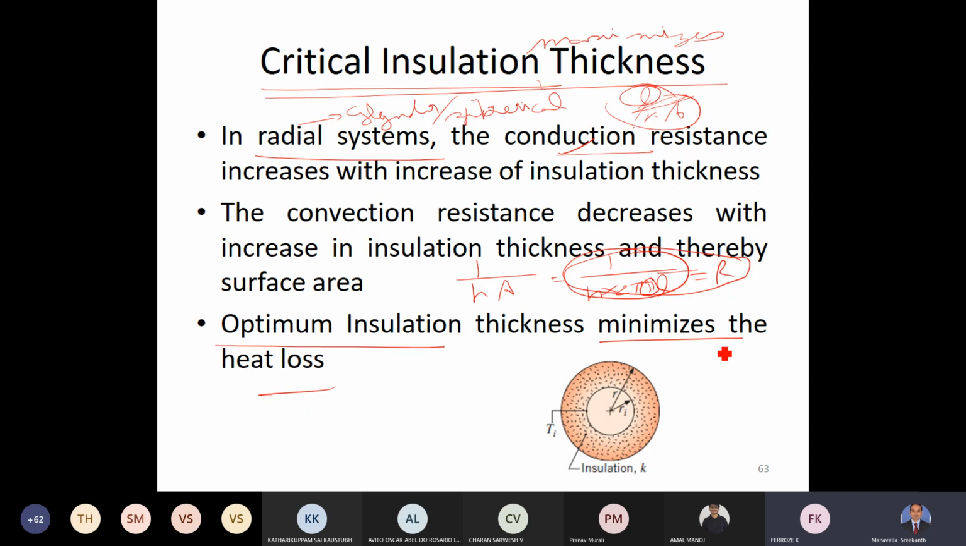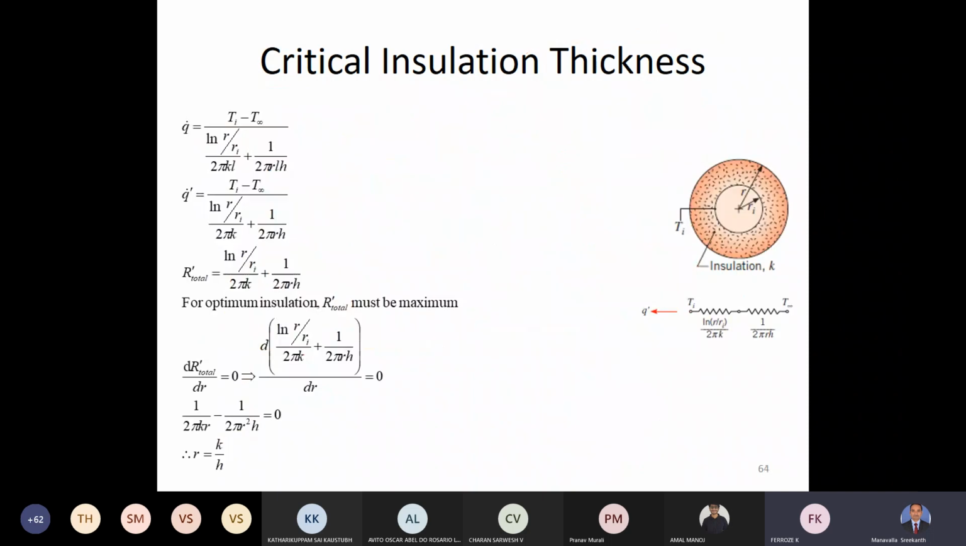So you see here, there is a figure given here. In this figure, let us say this is the hot object, and this is the insulation over this hot object, hot rod. Over that there is this insulation thickness. So as this radius R of the insulation increases, the conduction resistance is increasing, but the convection resistance is decreasing. This is represented pictorially later on. I'll show you that slide. So as of now, let us see how we can treat this with the concepts that are known to us.